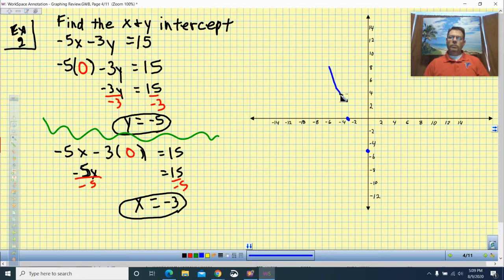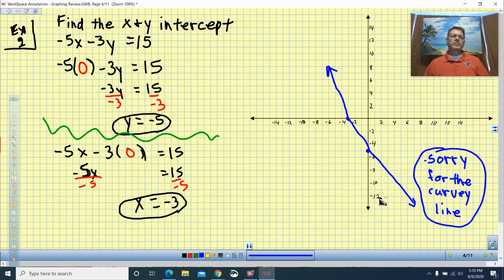do a bad job of connecting these. Much better with the straight edge, isn't it? Oh my goodness, that is absolutely terrible. Okay, so that's fine. The x and y intercepts can help you actually graph using the x. It's a real quick way to do that.